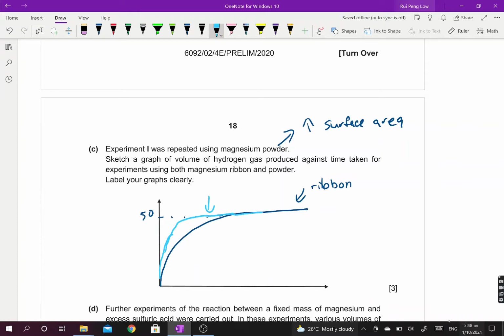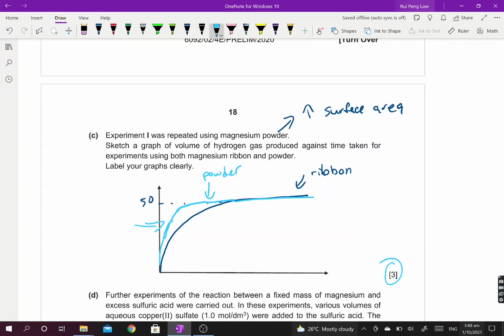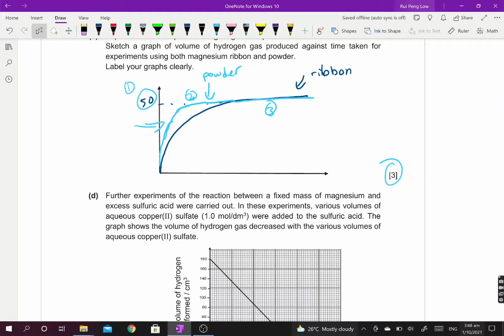And then you say this is powder. Okay, you need to show that the rate is, the gradient here is steeper, and also that the reaction ends earlier. All right, so this is your 3 marks. One mark here, 2 marks here, 3 marks here.